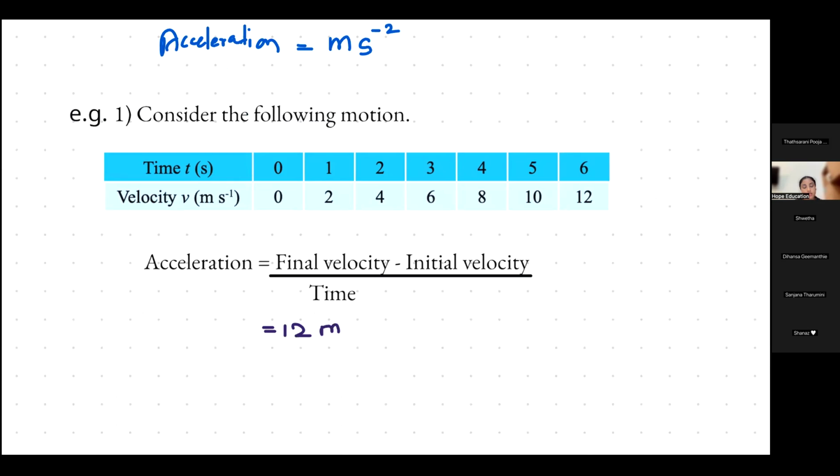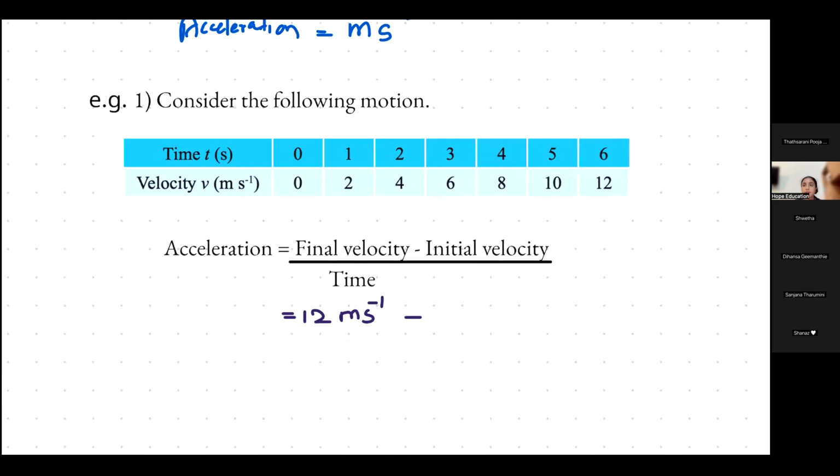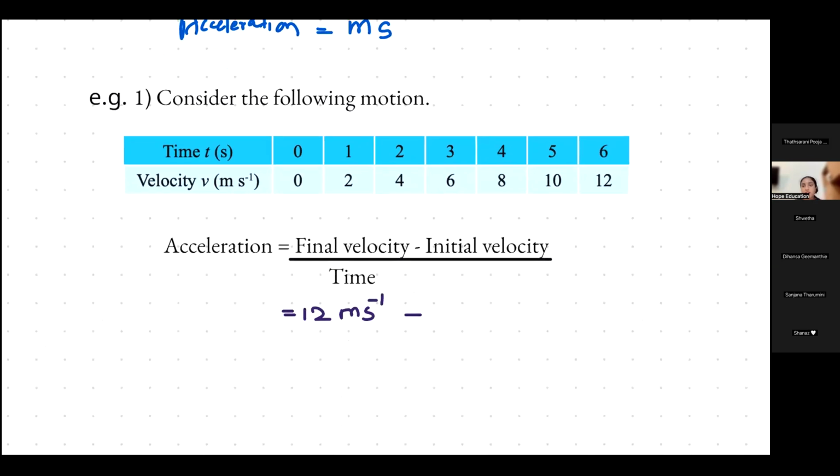What is the initial velocity? 0. Starting velocity is 0. So initial velocity is 0 ms^-1. Divided by time. What is the total time taken for this motion? Miss, 6.